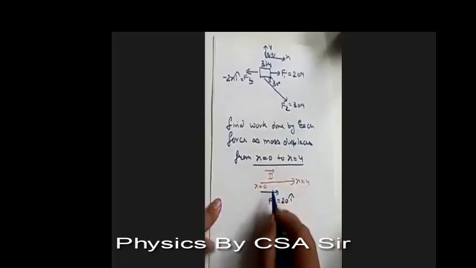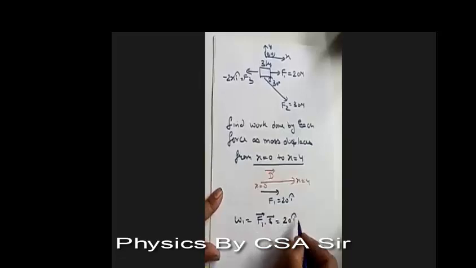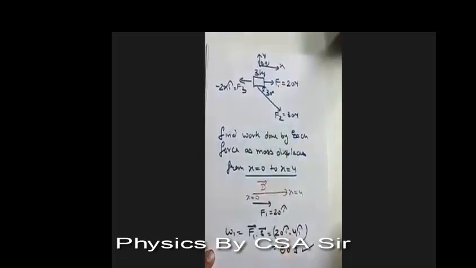So work done by this force is W1 equals F1 dot S. Force is 20 i cap. Displacement is 4 i cap. i cap dot i cap is 1. So this comes out to be 80 joules. समझ आ गया भाई? पहला इसमें किसी को दिक्कत है? वर्क डन बाय फर्स्ट फोर्स में कोई दिक्कत है भाई? F1 में. No. लक्षित समझ आ गया बेटा?